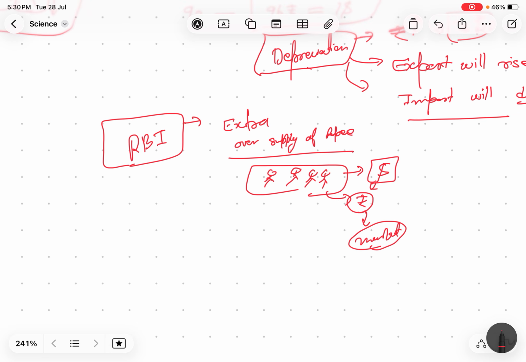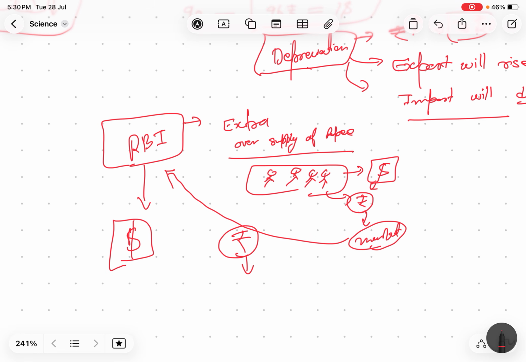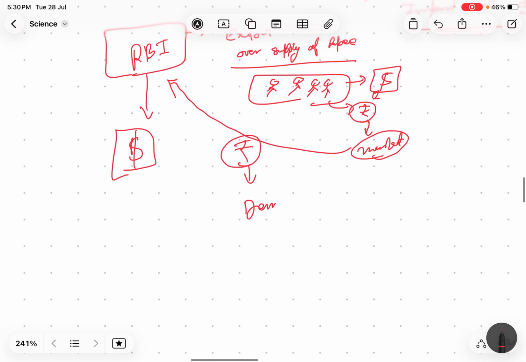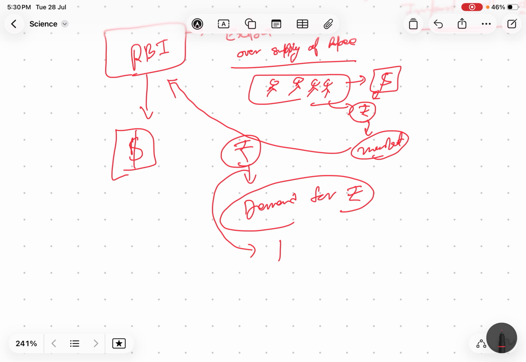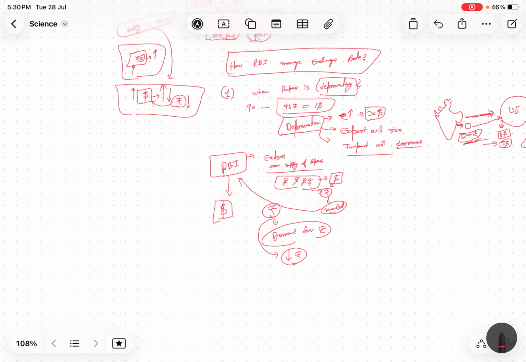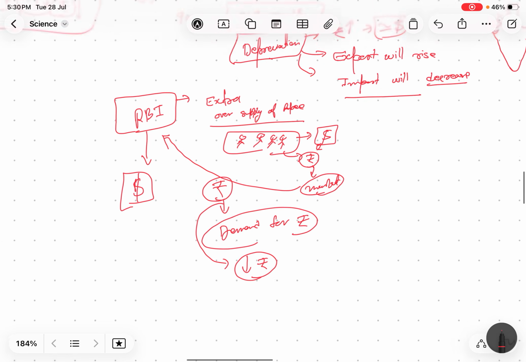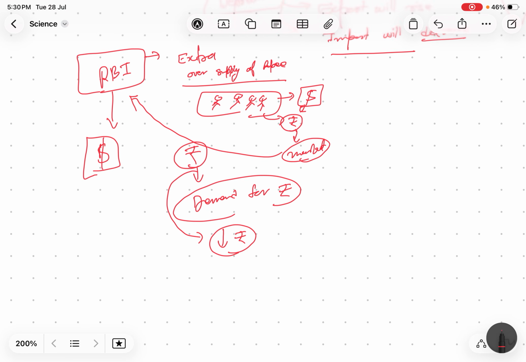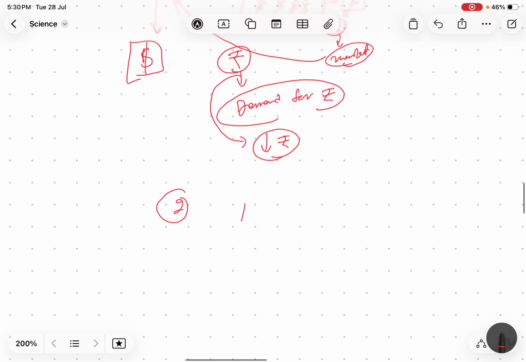So the RBI does nothing, just pumps more dollars into the market and sucks up all that extra rupee in the market. Why? Because this will create demand for the rupee, since there is now less rupee available in the market. So through this, the RBI manages the depreciation. In appreciation, if you know how depreciation works, you will also know it simply.